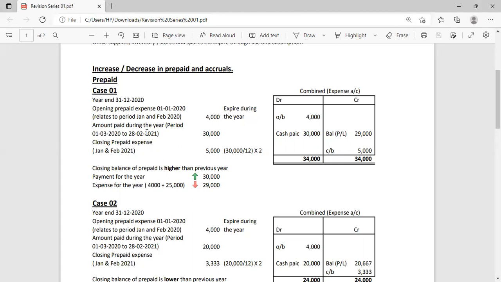year ending on 31st December 2022. The opening prepaid expense will be given. These are the types of examples which are mostly tested in different questions by the examiners at various levels, in different classes, whether it is CA, ACCA, A levels, O levels. These are tested in various exams, and mostly these problems relate to these different examples. If you understand these very basic examples, you will be able to solve all these problems.